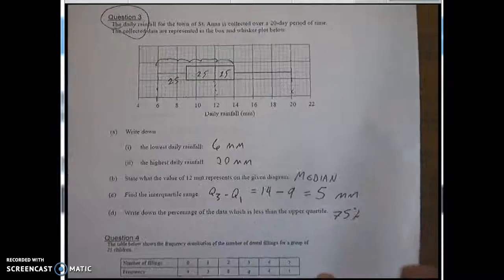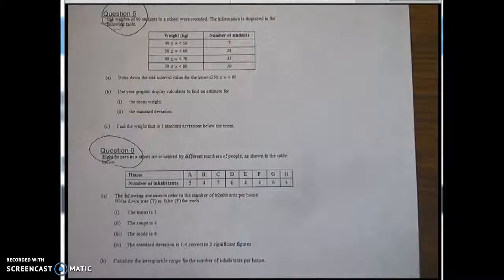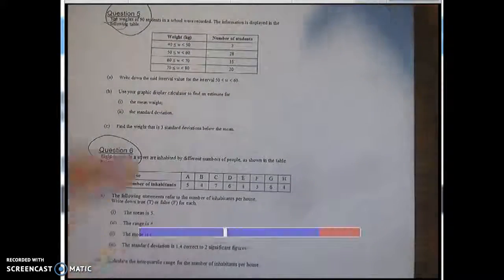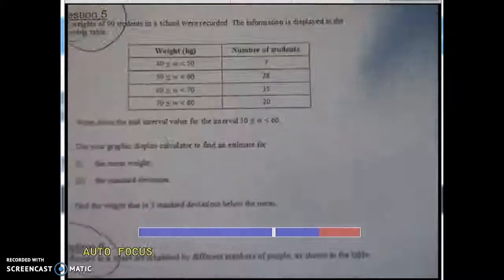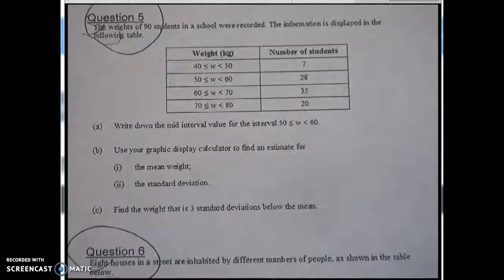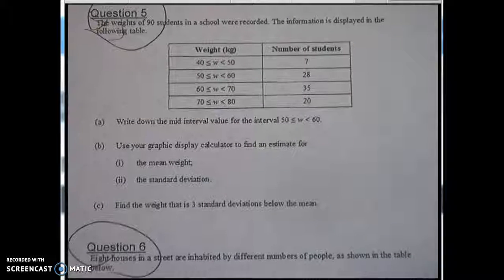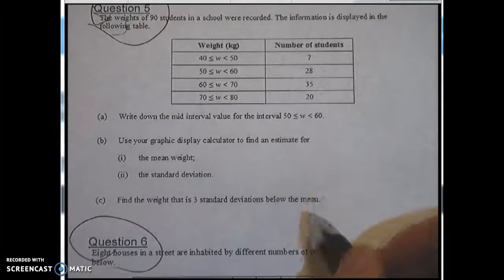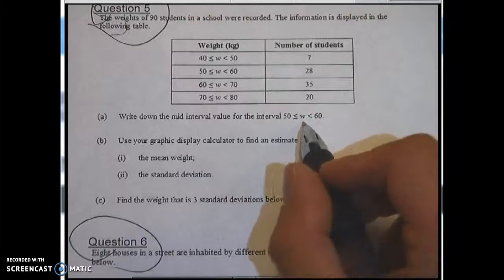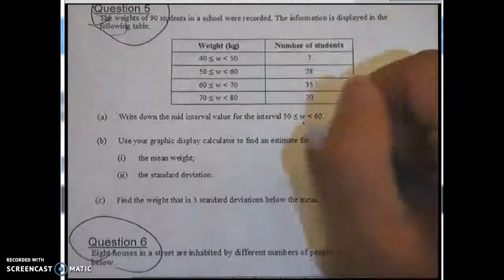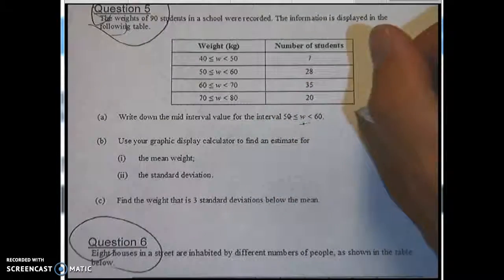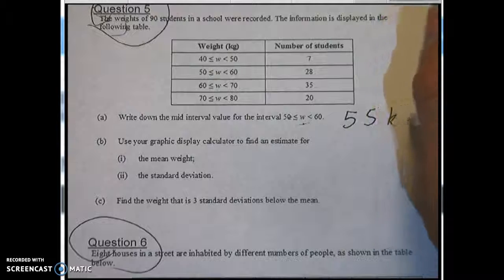Let's talk about measures of dispersion next. So, for instance, we've got a table here. And we know the weights of 90 students in a school were recorded. The information is displayed in the following table. Write down the mid-interval value for the interval 50 is less than or equal to W is less than 60. Well, the mid-interval value is just the average of those two numbers. That's 55, and that'd be kilograms.